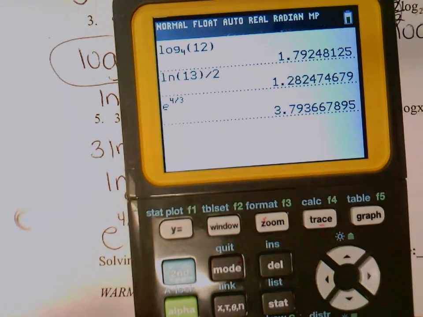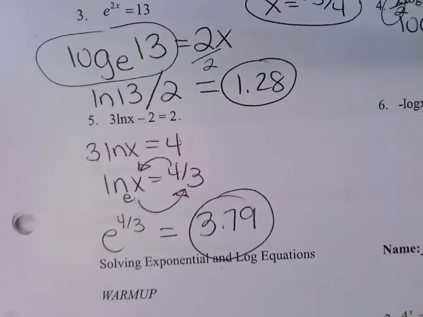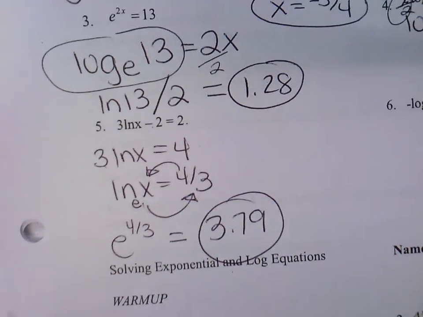3.79. Did anyone get that? Did you estimate or did you get full? You estimated? Okay. So it wouldn't be close enough for full credit, but it was along the right lines.